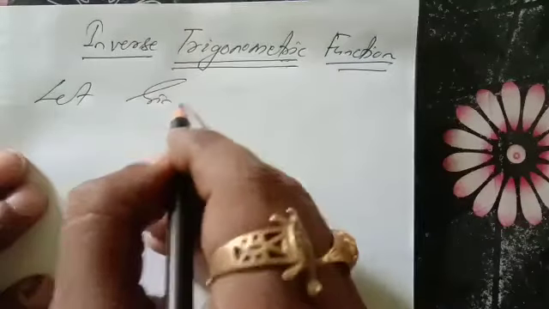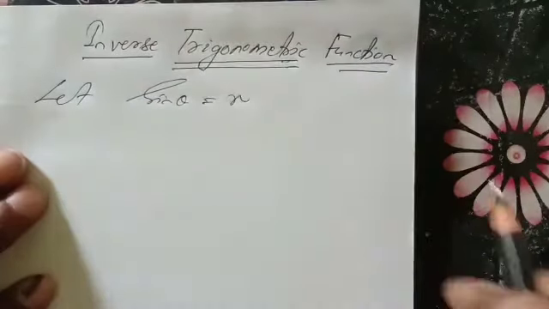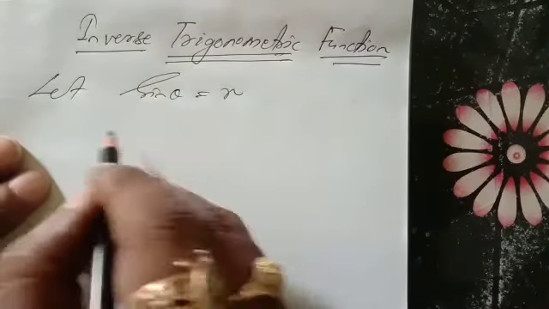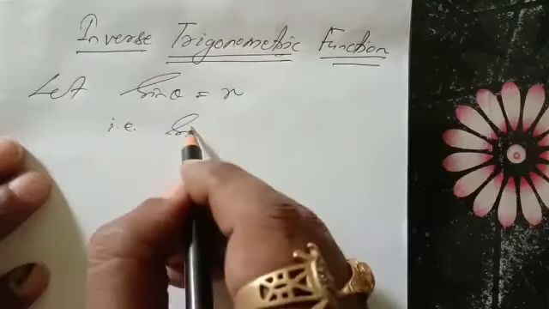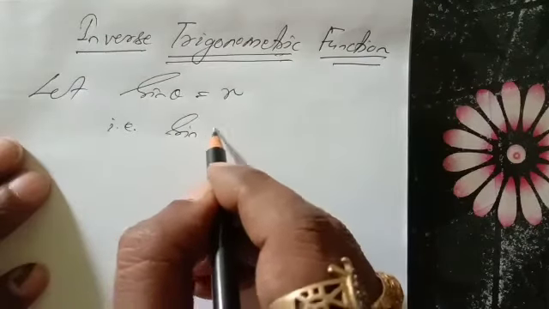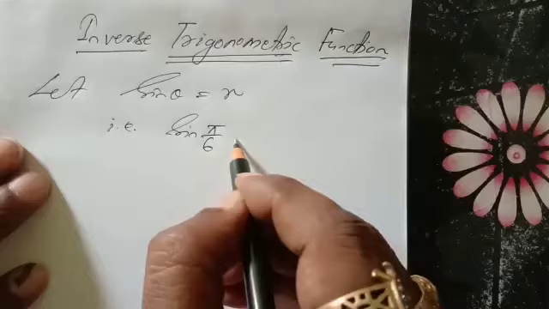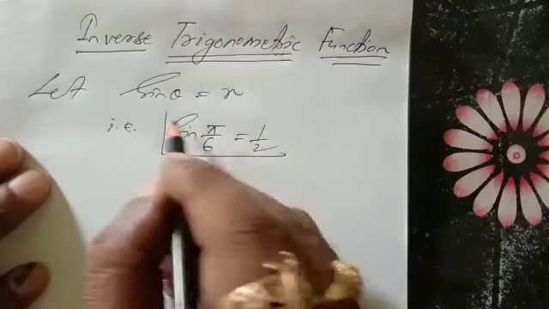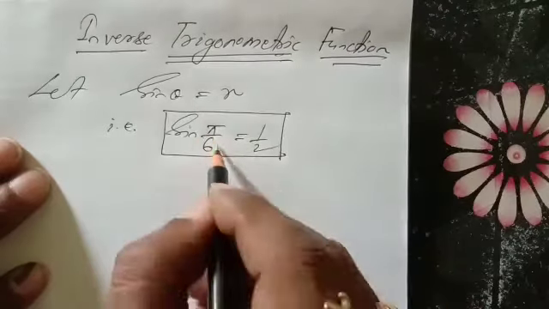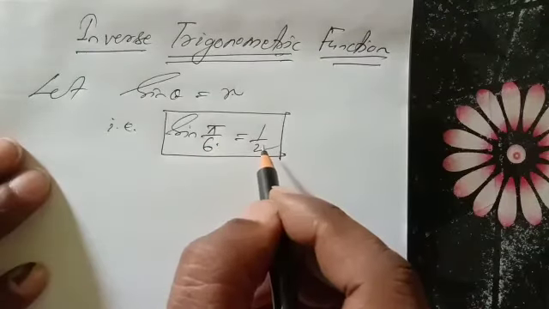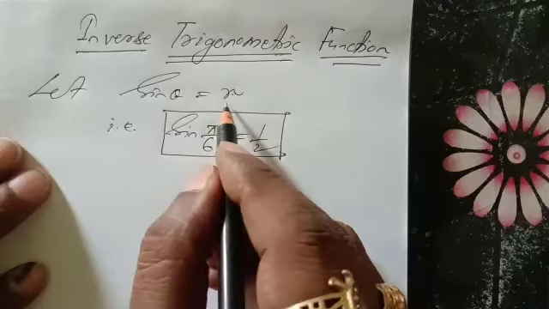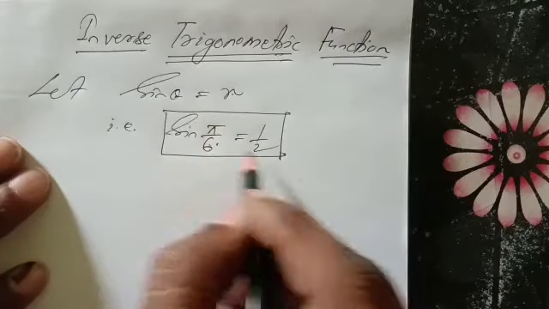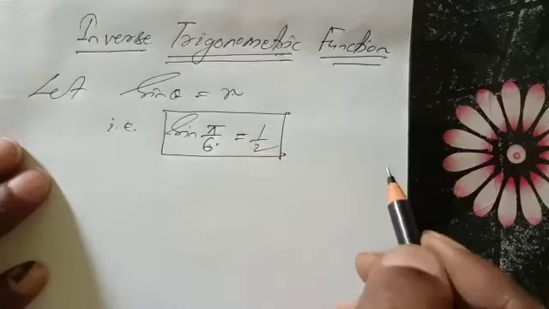sine theta is equal to x. Sine theta means, such as sine 30 degrees. Sine 30 means pi by 6. Sine pi by 6 equal to how much? 1 by 2. This is the example. Theta is the angle, x is the value. That means sine theta is equal to some value we will get. Theta is the angle. Example, sine pi by 6, which is 30 degrees, equal to 1 by 2.